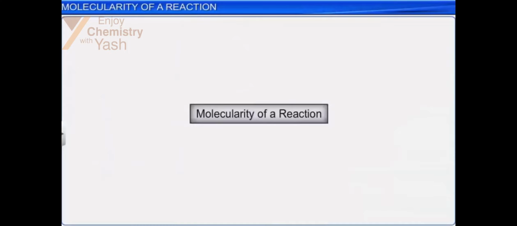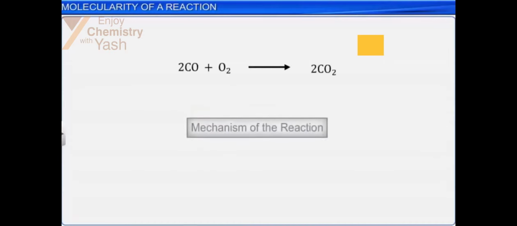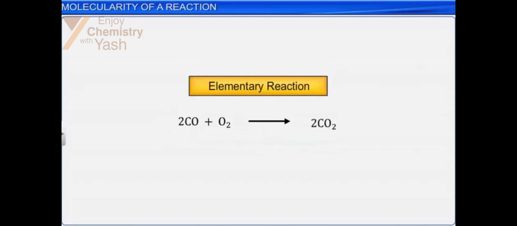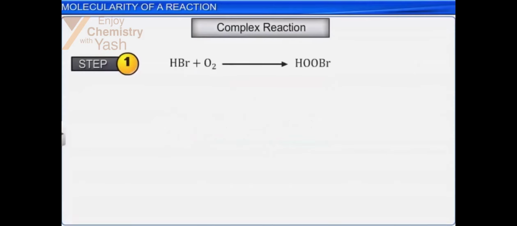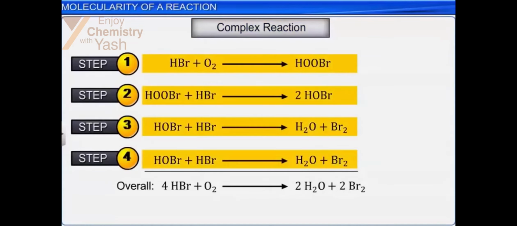Let's now understand the concept of molecularity of a reaction. A balanced chemical reaction doesn't explain the mechanism of the reaction. That is, it doesn't explain how the reaction takes place. A reaction may take place in a single step, called an elementary reaction, or in multiple steps, called a complex reaction. Each step in a complex reaction is called an elementary reaction.